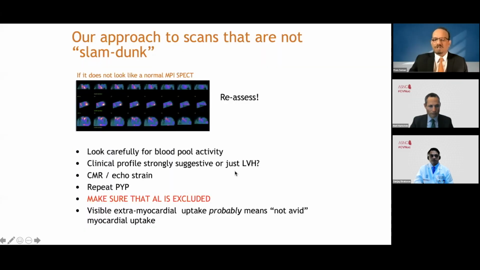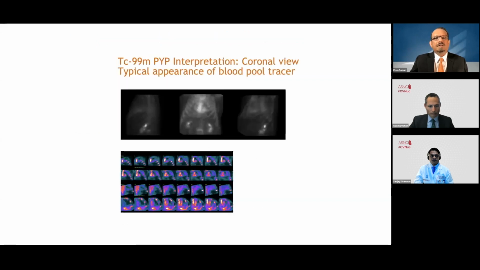And so it is really, really important to use SPECT imaging. And if you have SPECT CT, that is of great advantage in differentiating blood pool uptake from myocardial uptake. If I can show you a couple of slides here, which I think are useful. A lot of this is to do with pattern recognition.